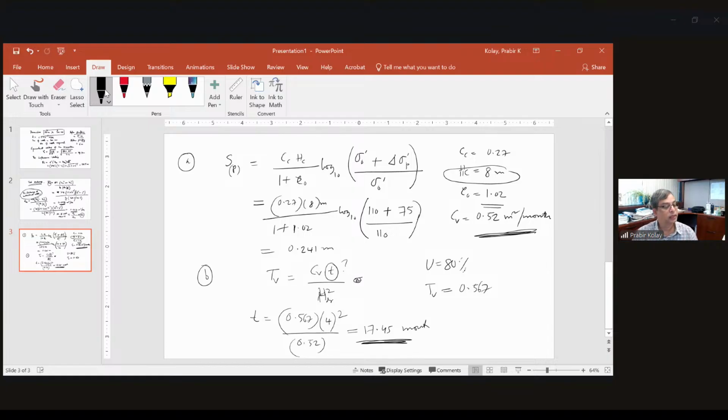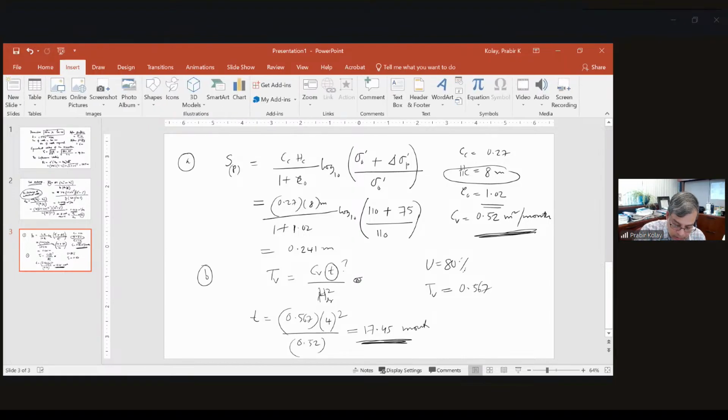Okay, this is the third problem: if the temporary surcharge will be allowed to eliminate the entire primary consolidation settlement in 12 months by the pre-compression technique, then how much will be the load you need to add? So all the primary consolidation is going to occur.